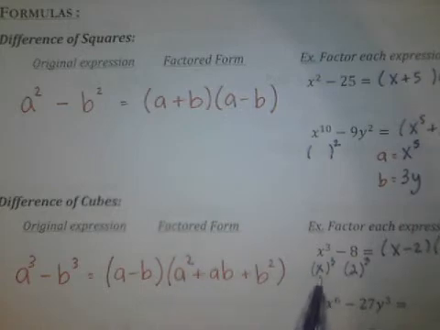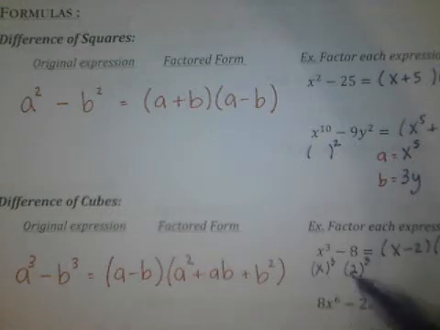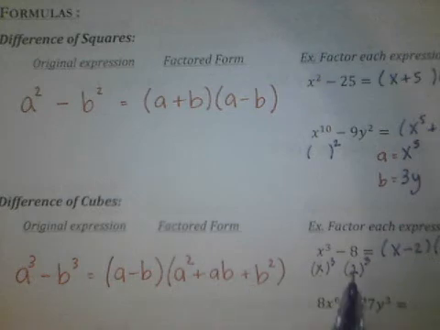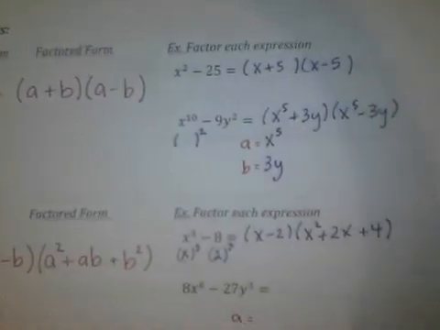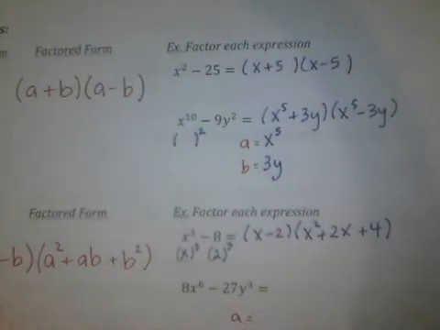A squared means x squared. A times b means 2 times x. And b squared means 2 squared, which is 4. And this is where you might start to recognize the work from your homework assignment.